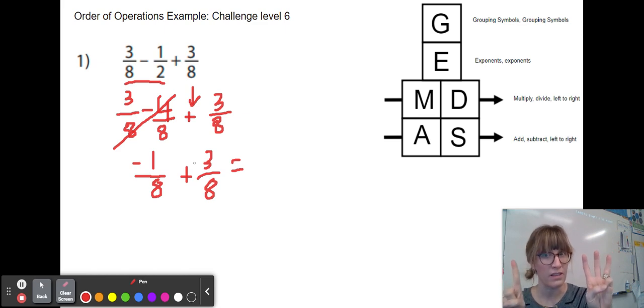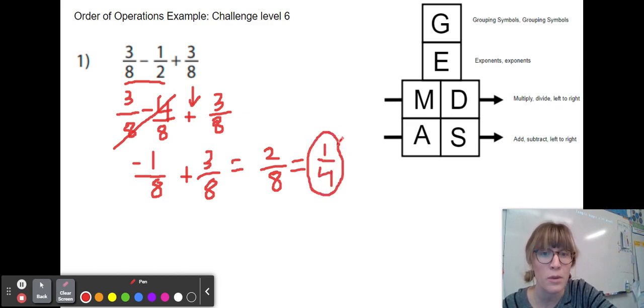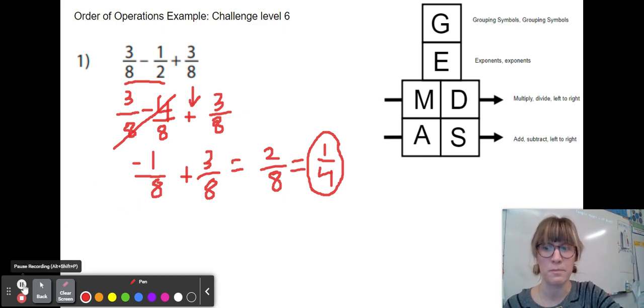What we have here is 3 positives and a -1, so the -1 sort of cancels out. It's sort of like subtracting. So we're left with 2/8, which can be simplified to 1/4. So using the order of operations is the same no matter what type of numbers you're working with, whether they're whole numbers or positive numbers or negative numbers.